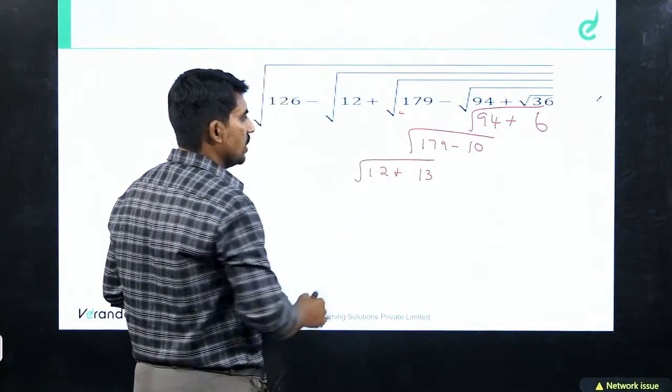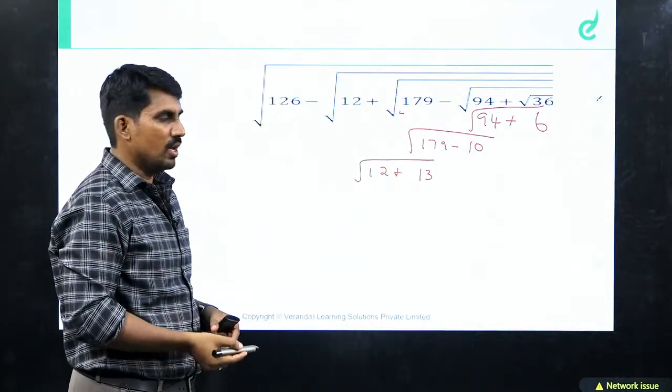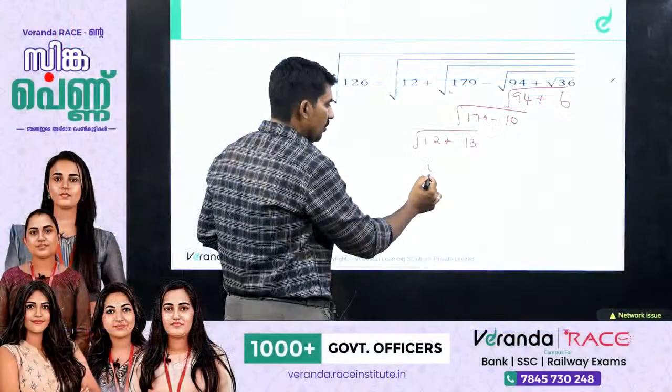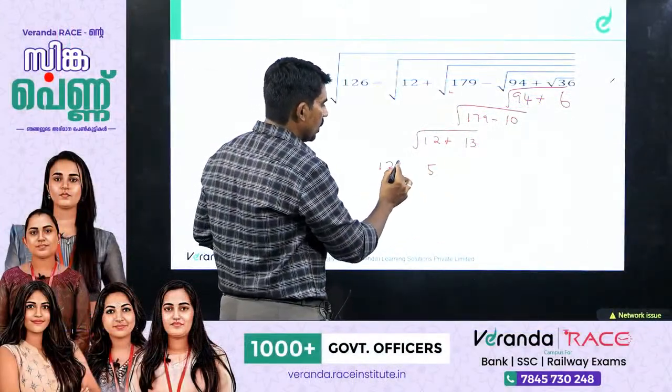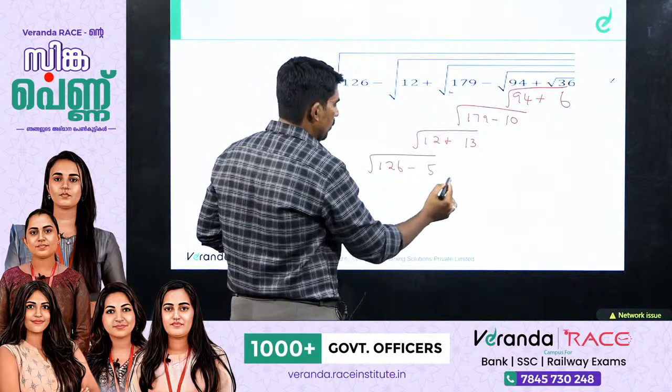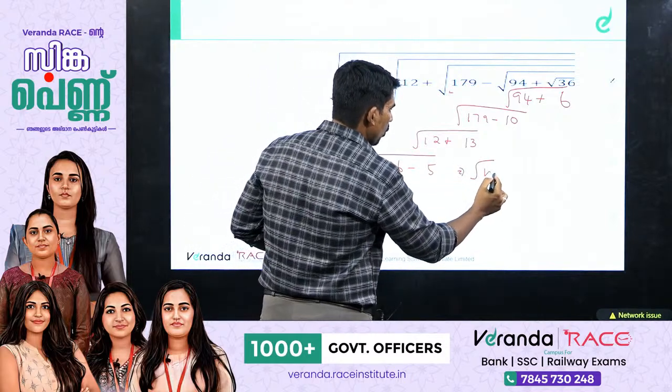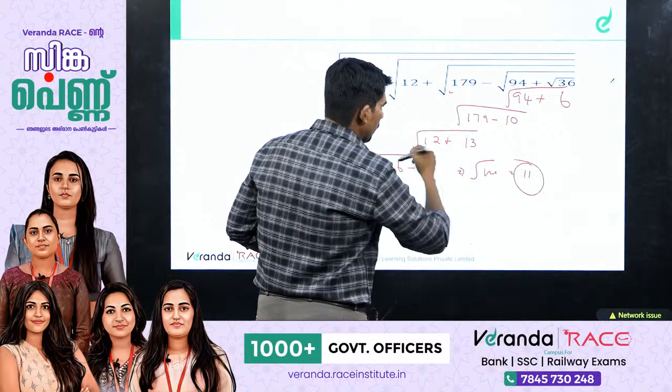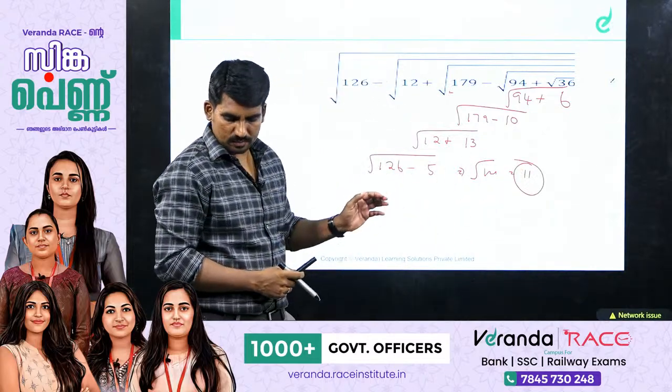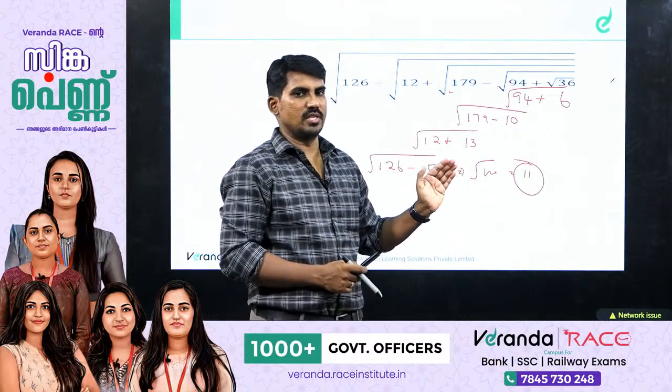Now 12 plus 13, root of 12 plus 13, what is the value? 25. Root of 25 is what? 5. Then finally we have 126 minus 5. 126 minus 5 is what? Root of 121, which is equal to 11. Clear this? Which is equal to 11.